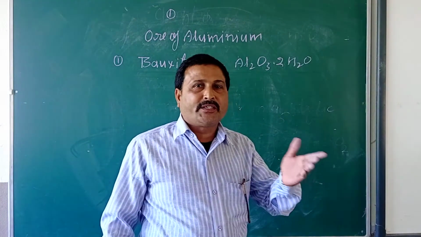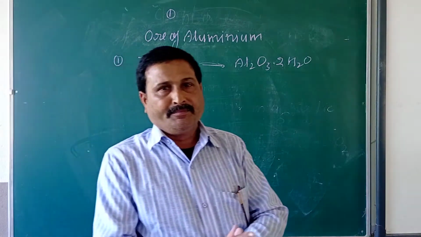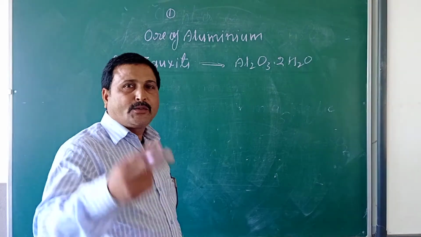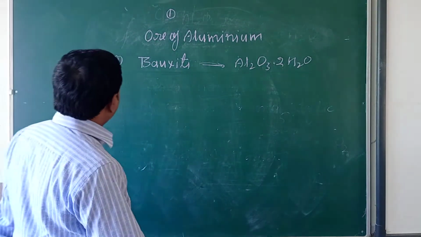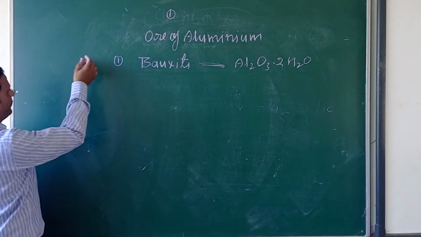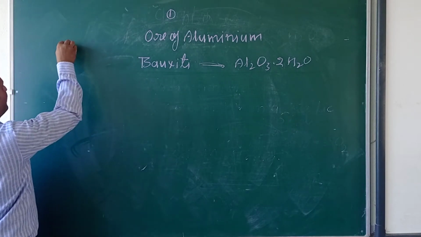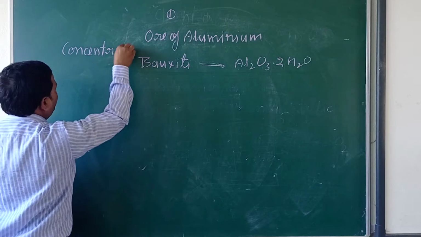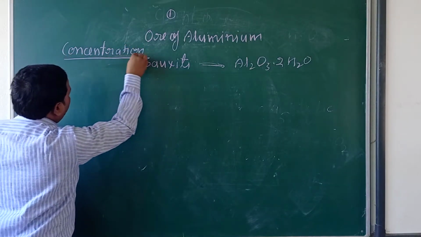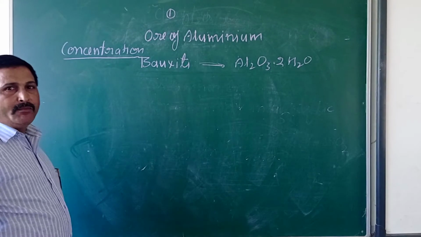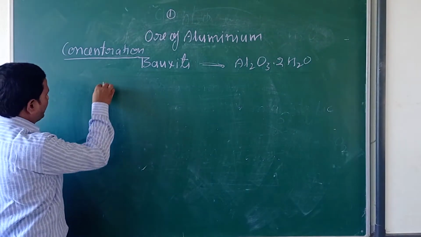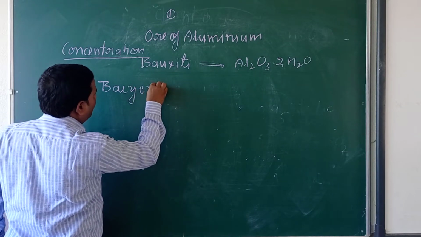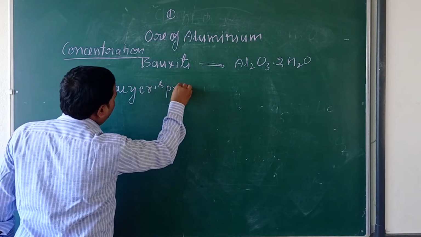Then we need concentration of aluminium. How can you concentrate aluminium? For that, two methods are there. The first method is concentration. Concentration of aluminium ore is done by Bayer's process.